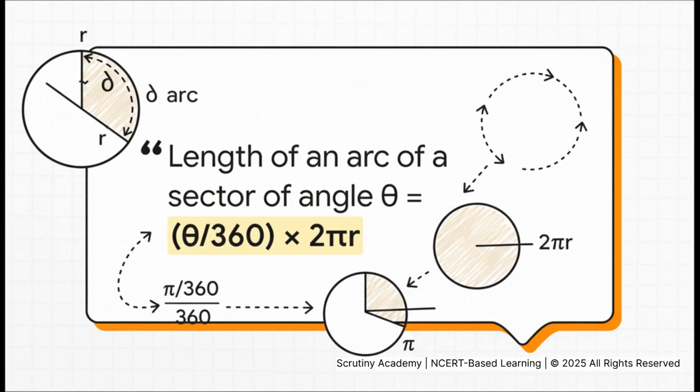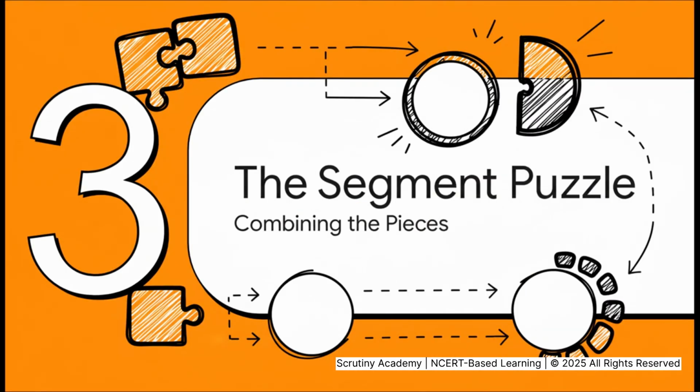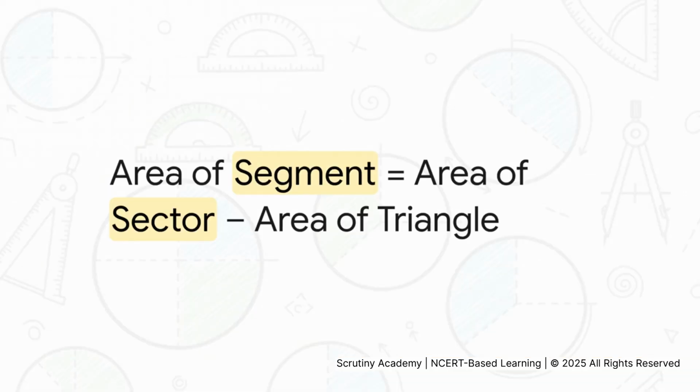Same idea, different measurement. Okay, let's go back and tackle the segment, that crust-only piece. Now you might be thinking, oh no, here comes another complex formula. But actually, the solution is way more clever. It's a puzzle that we can solve with the pieces we already have. Check this out. This is the elegant solution I was talking about.